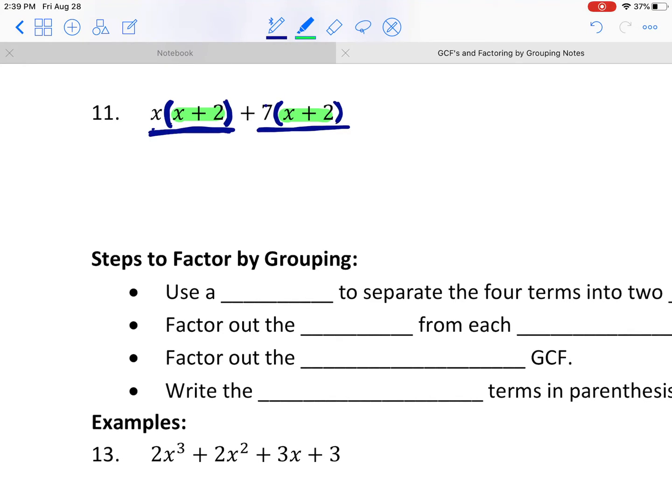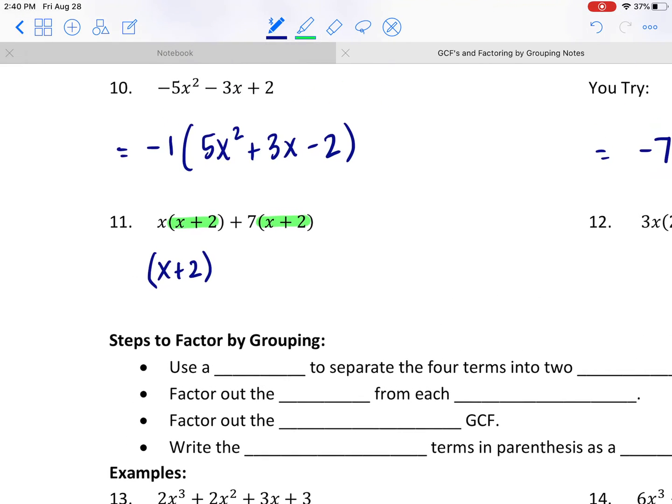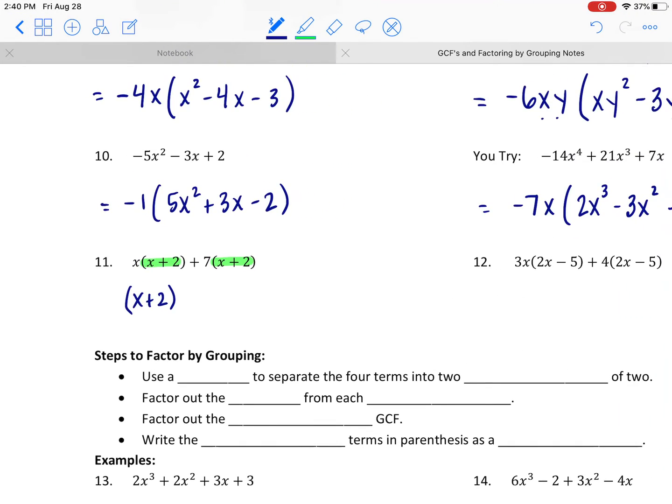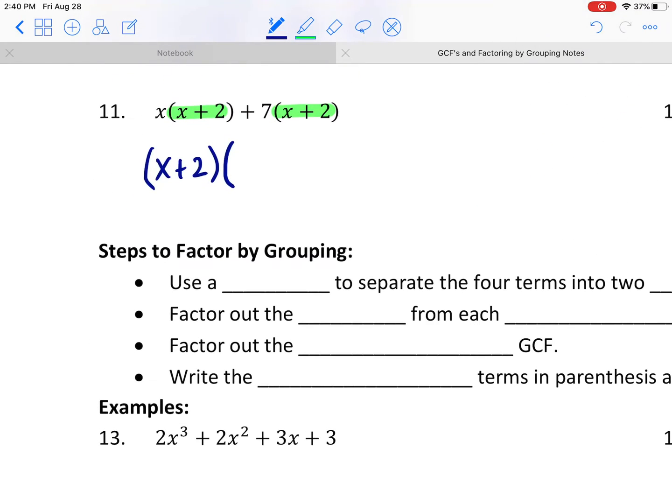So let me get rid of all this color here. I'm looking at two terms. If I recognize they both have an x plus 2, I can factor that out. So my GCF in this case is an x plus 2. Now, because it's more than one term, I want to make sure it stays together. So I factor out my GCF of x plus 2 in the same way I factored out my GCF of negative 1 or my GCF of negative 4. And then I divide it out to see what's left over and what goes in the parentheses once it's gone.